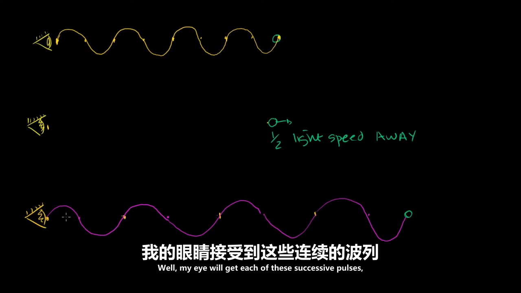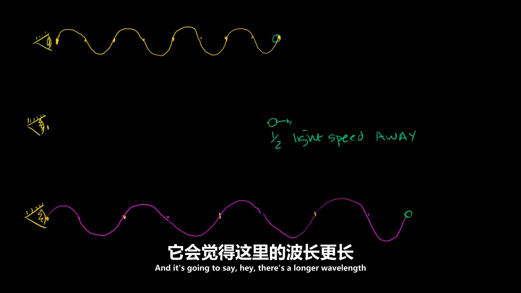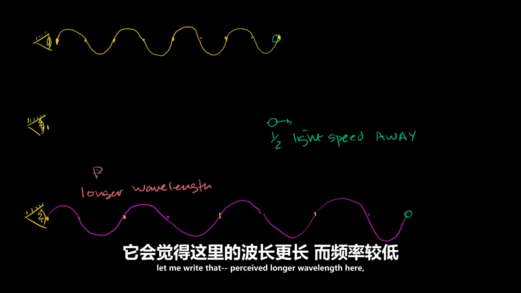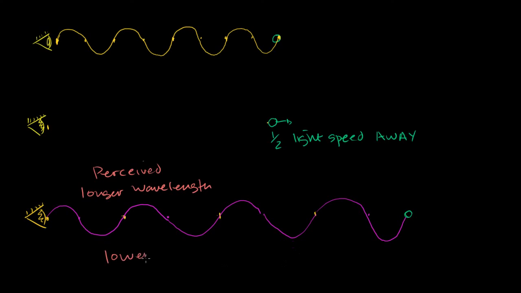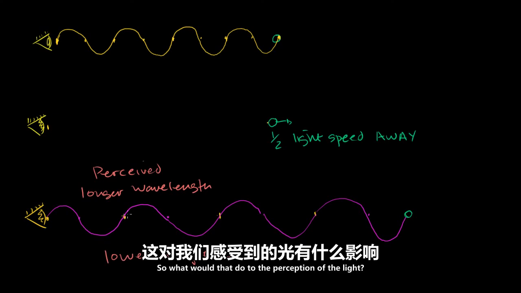Now, in this situation, what's my eye going to say? Well, my eye will get each of these successive pulses, or each of these successive wave trains, and it's going to say, hey, there's a longer wavelength here. A perceived longer wavelength. Let me write that. A perceived longer wavelength here, and also a perceived lower frequency.